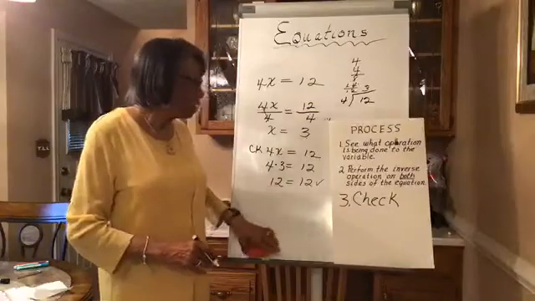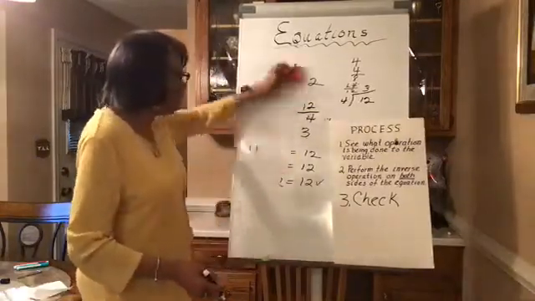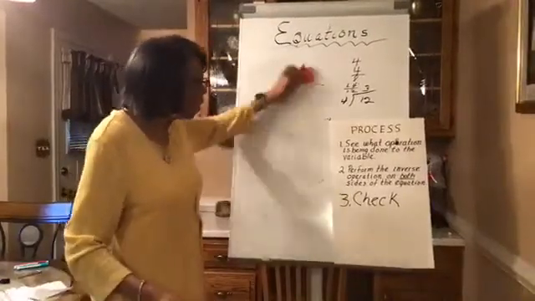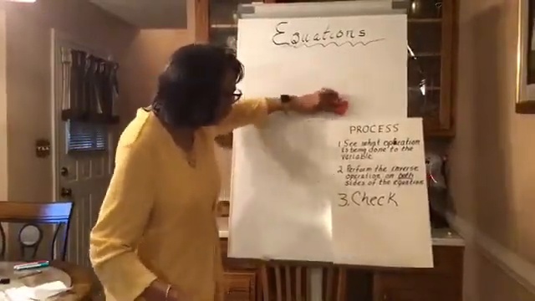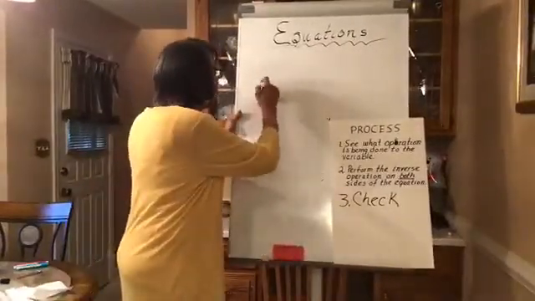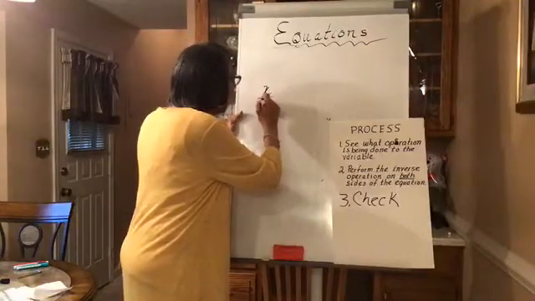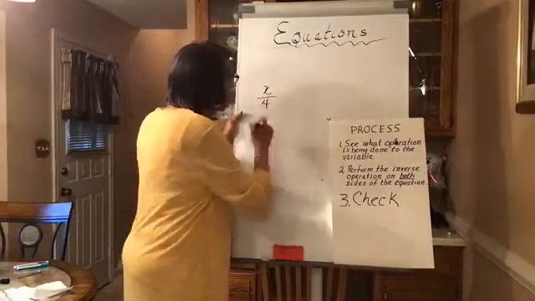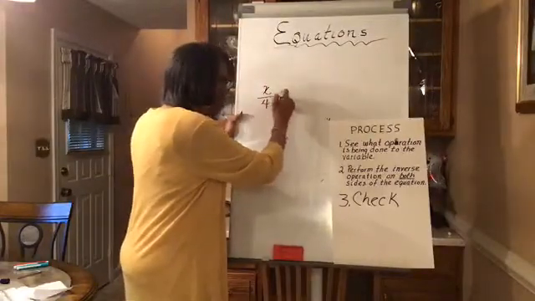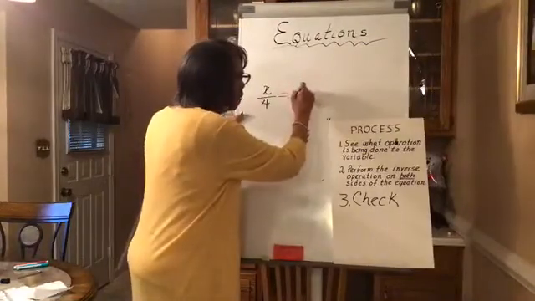So let's see if the same thing happens with division. All right, let's say x divided by 4. So that is x divided by 4 equals 3. Make it easy.